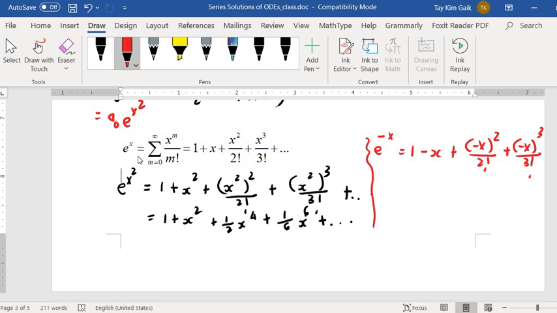So this is the general form for exponent x. If we want exponent 2x, then x is changed to 2x, but make sure you have (2x) bracket squared, like this. Negative x bracket squared will be positive, and the odd power will be negative.